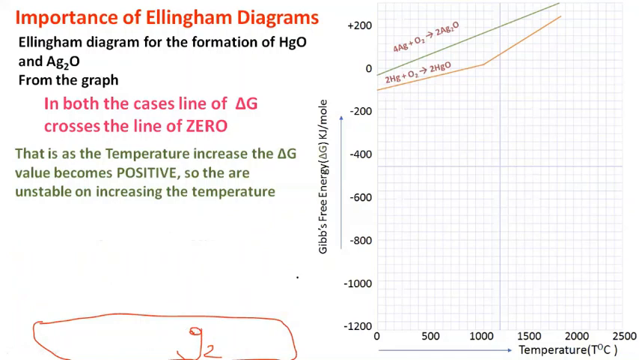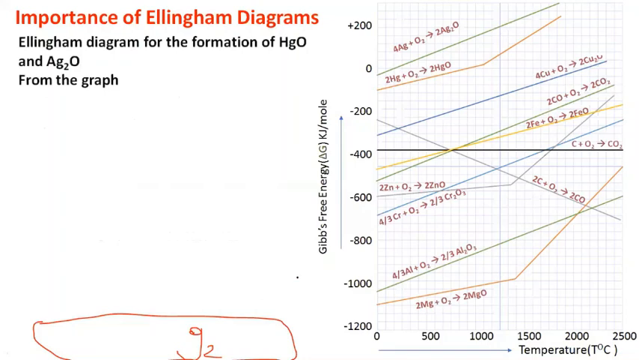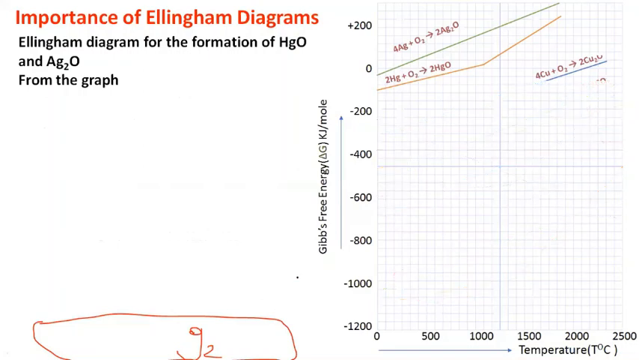So once again, we can see the importance of the Ellingham diagram. In this second point of importance of the Ellingham diagram, we are learning about the formation of mercuric oxide and silver oxide. Here for mercuric oxide, you can see there is a sharp curve in the graph. This is due to the melting point of mercuric oxide, due to which there is a sudden change. This change is called a kink, due to the change from solid phase to liquid phase.